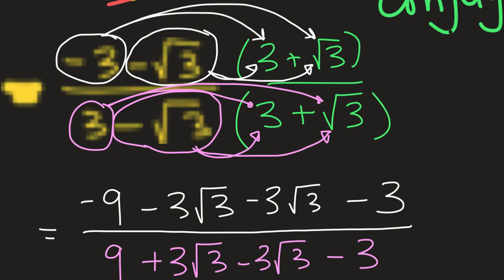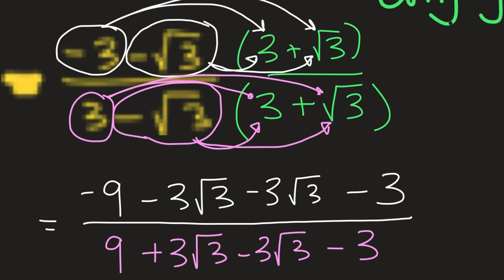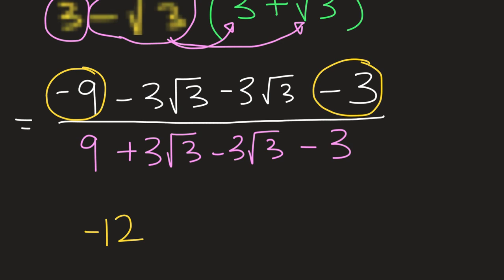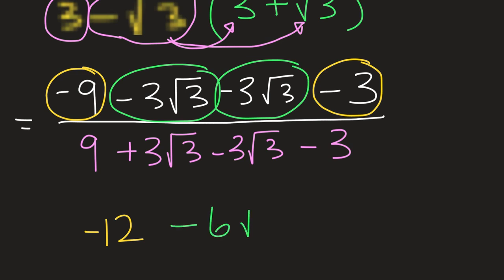Okay, so now we're going to combine our like terms. So I have a number 9, an integer and an integer. Negative 9 minus 3 is negative 12. Okay, I have negative root 3 and another negative root 3, which add together to give me minus 6 root 3, because minus 3 and minus 3 is minus 6.